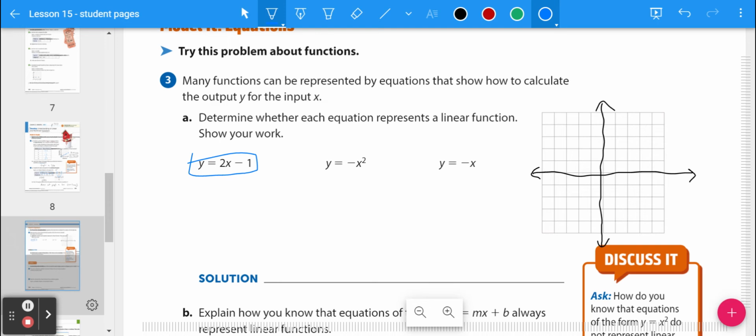is y equals 2x minus 1. Well, the y-intercept is -1. The slope is 2 over 1. So I can graph it starting at -1, go up 2 and over 1, up 2 and over 1, and I got a line right there. So that's linear. I know that because it's the form that it's in.